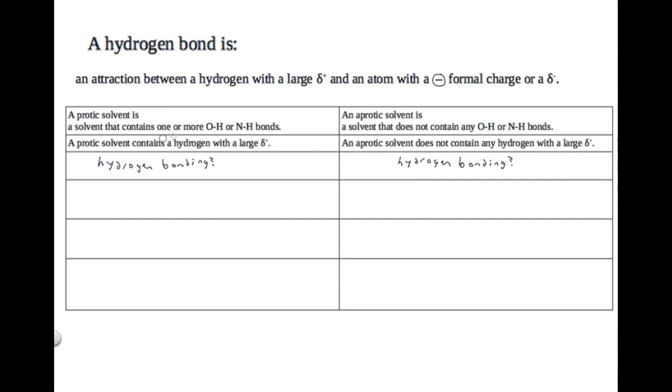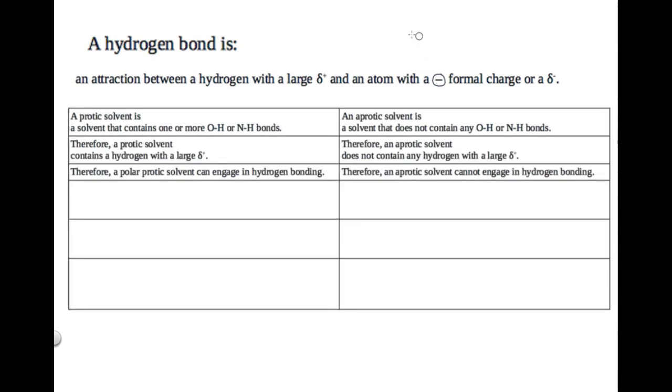Next question, which types of solvents can engage in hydrogen bonding? Remember, this is the definition that we learned earlier for hydrogen bonding. So pause the video and determine which of these types of solvents can engage in hydrogen bonding. Here's our answer. Well, remember that a hydrogen bond involves a hydrogen with a large delta positive. Protic solvents have a hydrogen with a large delta positive. So polar protic solvents can engage in hydrogen bonding. An aprotic solvent does not contain any hydrogens with a large delta positive, and therefore an aprotic solvent cannot engage in hydrogen bonding. At least an aprotic solvent could not engage in hydrogen bonding with itself because it doesn't have any hydrogens with a large delta positive.